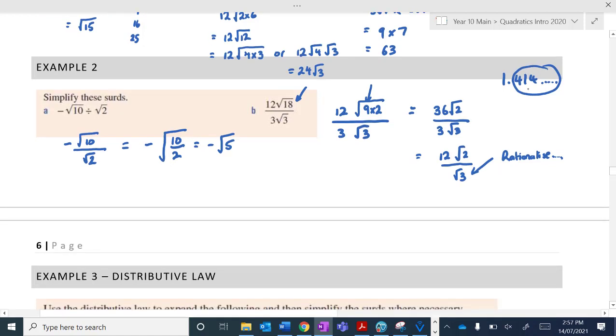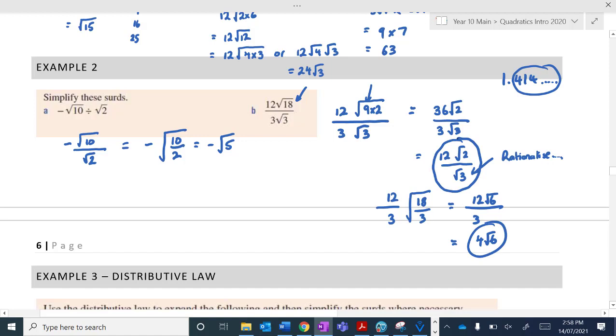Another thing you could have done is, even though this looks a little bit different to this, we could have also done this. We could have done 12 over 3, but let's split that up as 18 divided by 3. Okay, 18 divided by 3 is 6, isn't it? So it would be 12 over 3, that would now be a 6. 3 goes into 18 6 times, and 3 goes into 12 4 times. So 4 root 6. In actual fact, these two things here are the same. They just look different. Okay?